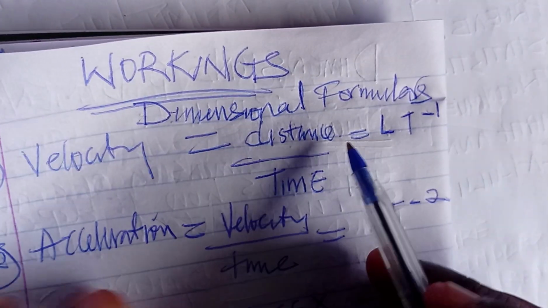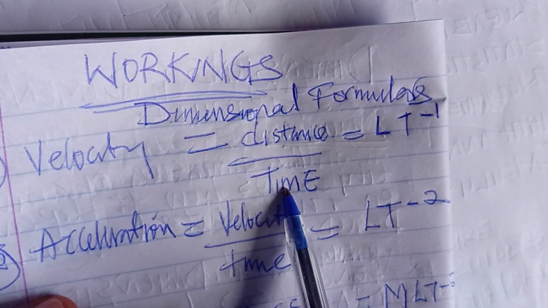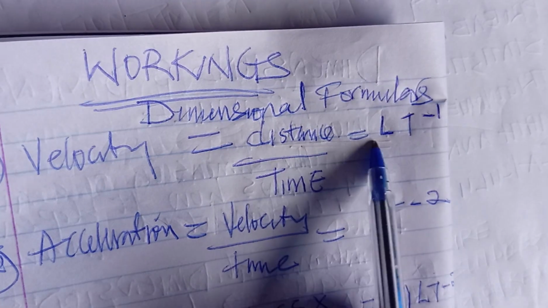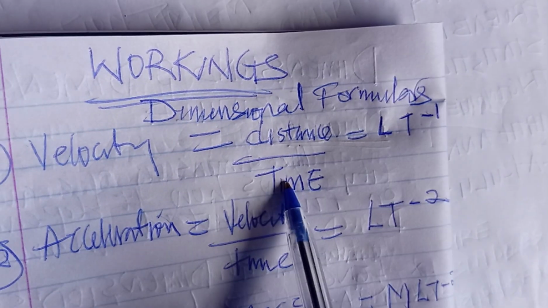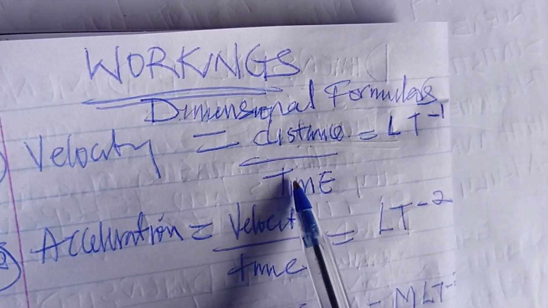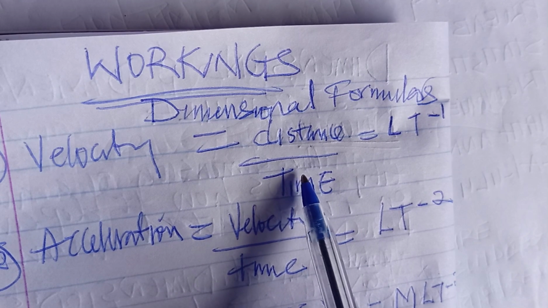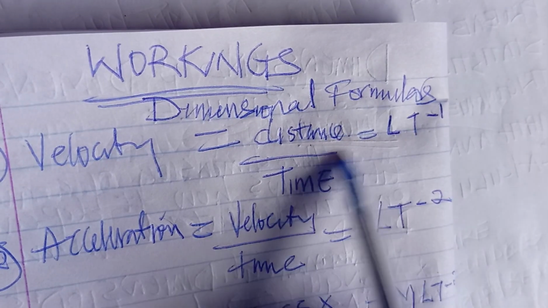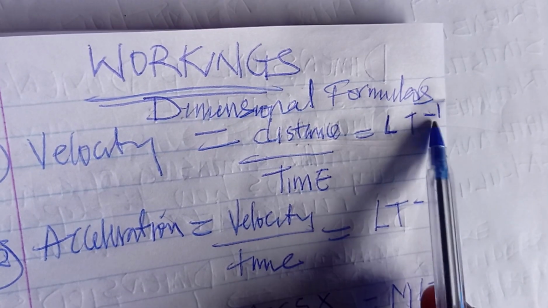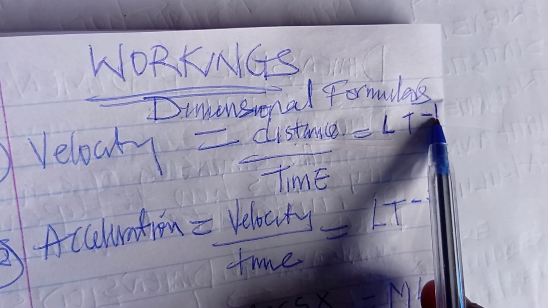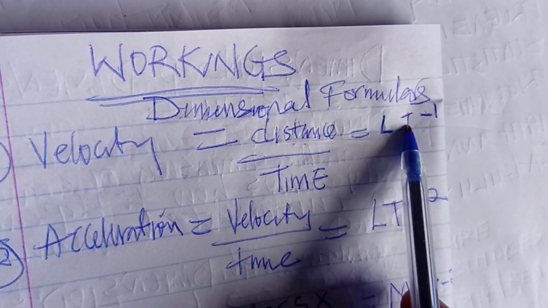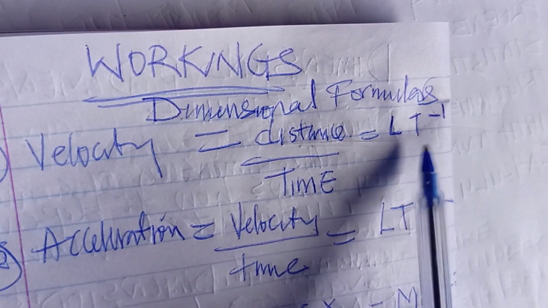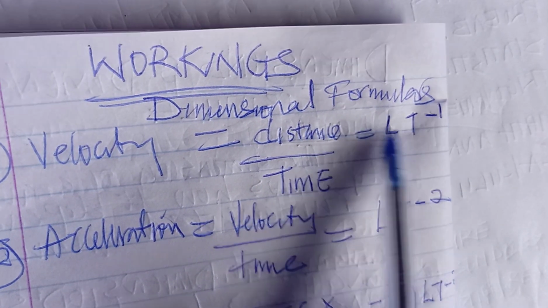For velocity, it is what? Distance over time. We all know that distance is length, which is L. Time is T. Remember your indices. Your maths teacher will also tell you that when this is coming up, there will be a minus. That is the reason we have LT^-1. So this is the dimension of velocity. I repeat, this is the dimension of velocity.